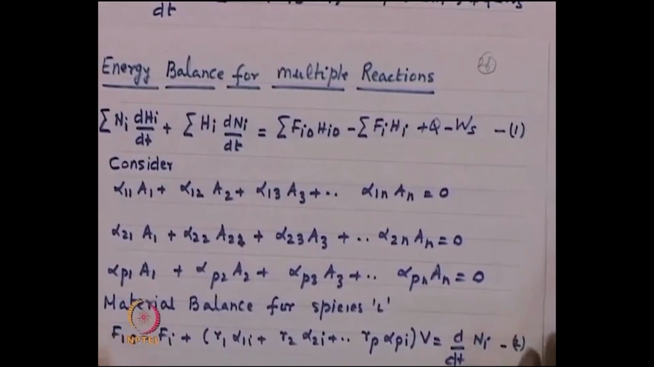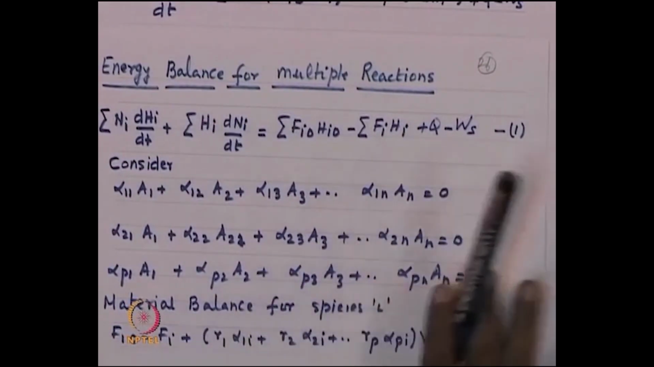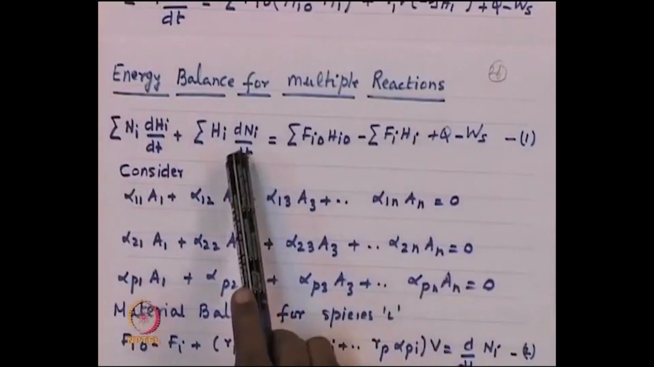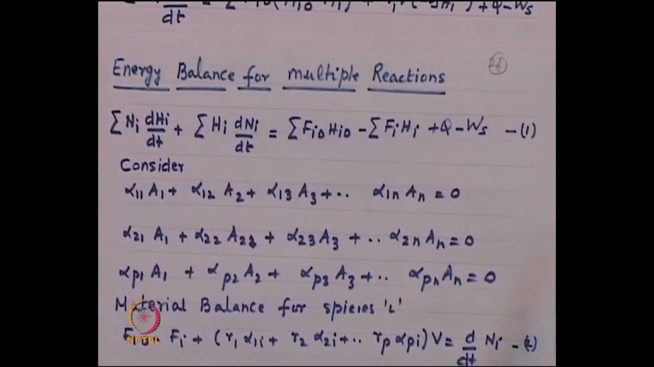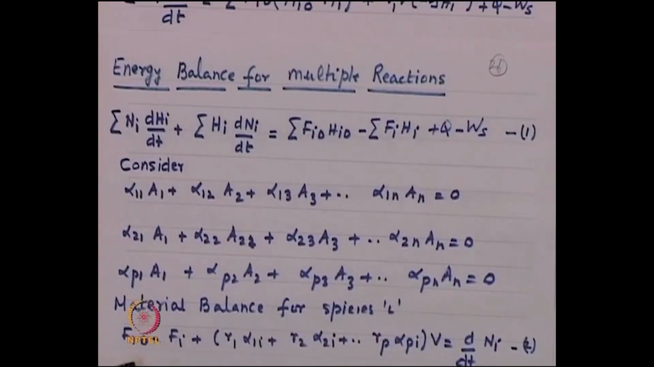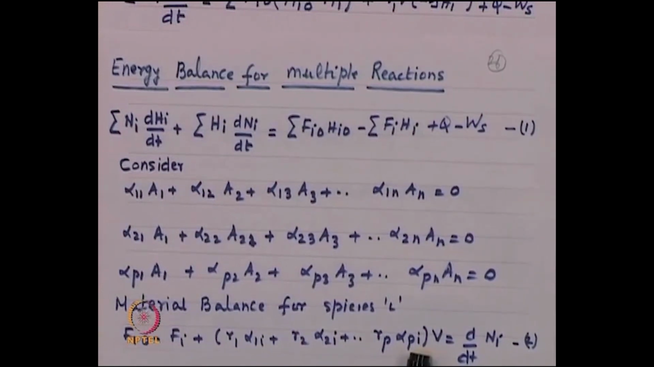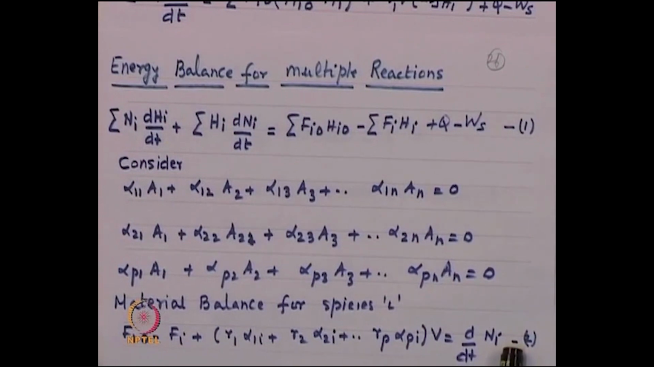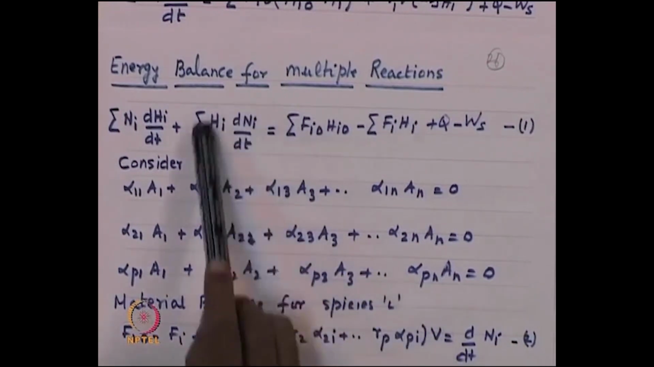So, let me say it once again. What we are saying here is that when we have a multiple reaction, this term Hi dni by dt we want to replace from the material balance, and we do that by writing the stoichiometry, writing the material balance for species I, which is F I naught minus F I plus the generation from all the p species, R1 alpha 1 I, R2 alpha 2 I, Rp alpha p I. Okay. So, now we can multiply by Hi and sum over all species.